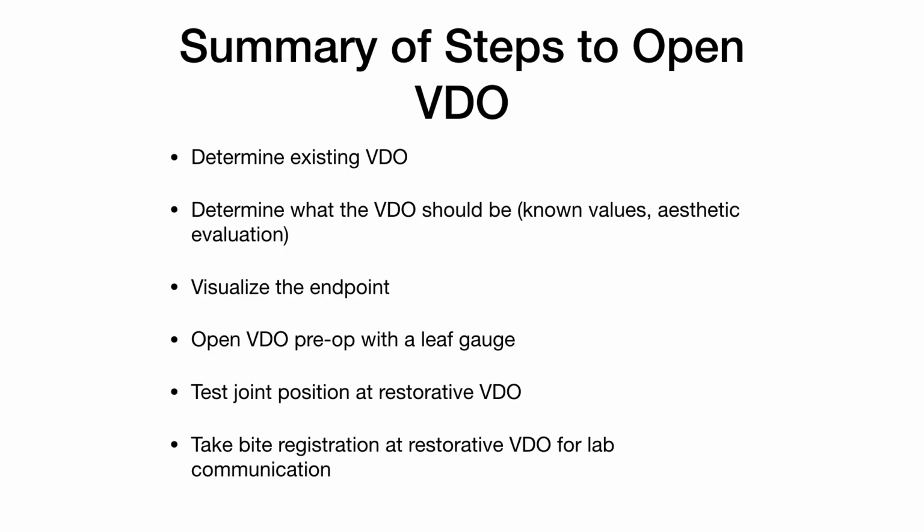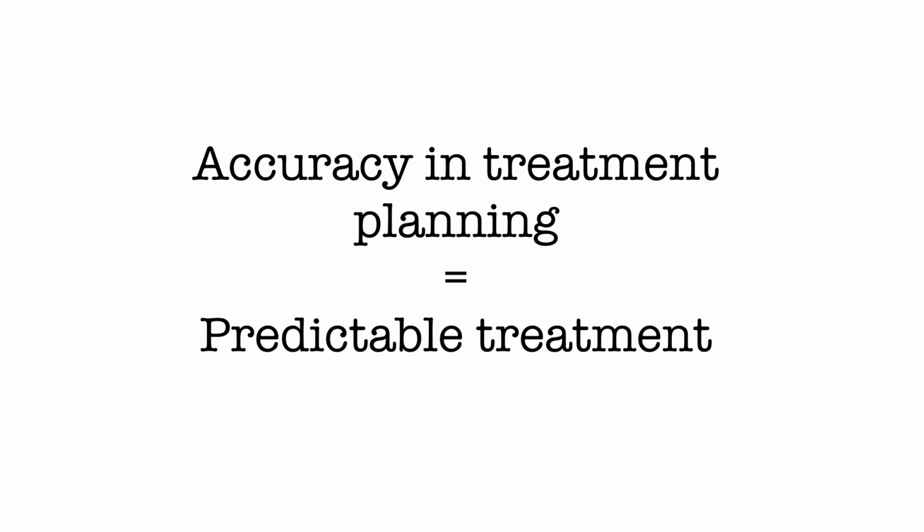I'd like to review with you now the summary of steps to open video. Determine the existing video by measuring CEJ to CEJ. Determine what the video should be, looking at known values and doing your aesthetic evaluation on your individual patient. Visualize the endpoint. Make sure the teeth look right. Open the video preoperatively with a leaf gauge. Test the joint position at the restorative video. Take a bite registration at the restorative video for lab communication. Always remember that accuracy in treatment planning equals predictable treatment.